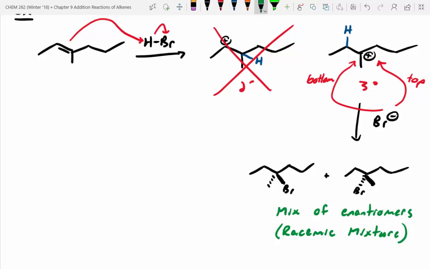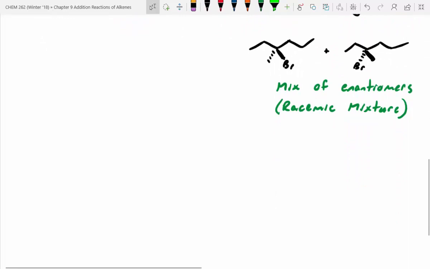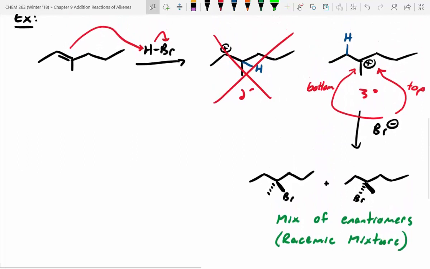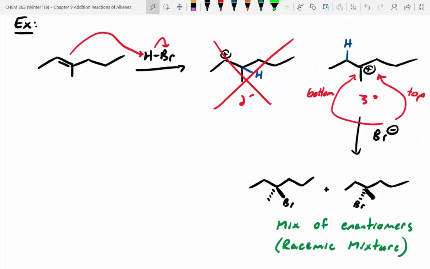All right, let's take a look at another example. Well, you always have a racemic mixture when it was a mix of enantiomers, right? Yeah, if you are forming a mixture of enantiomers for this type of reaction, it will be racemic.